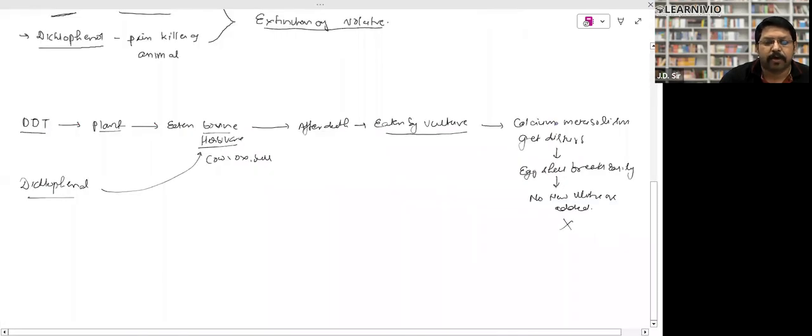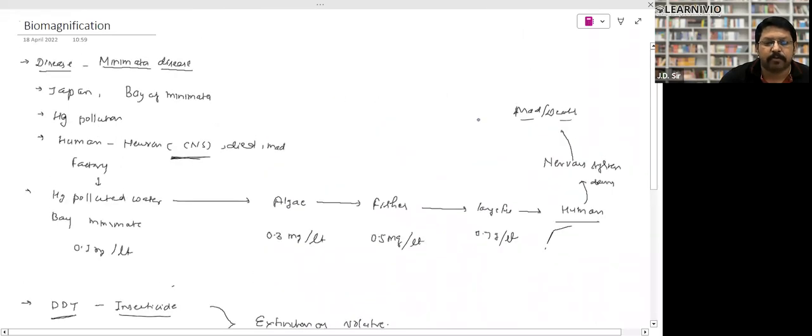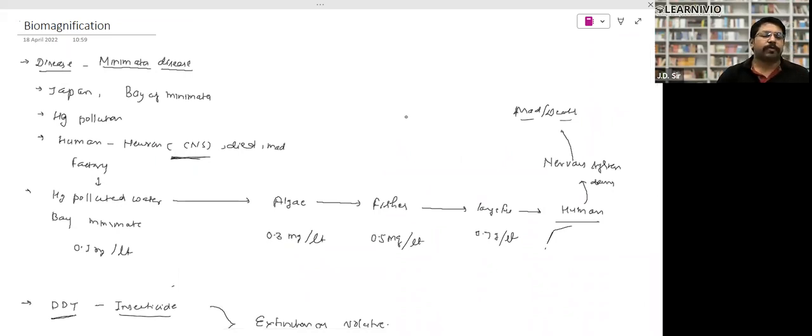Very, very important part. What is biomagnification? Can anybody tell me what biomagnification is? Minamata disease has been asked a number of times. I have seen the question: which is responsible for Minamata disease? Which body organ gets damaged in this disease? What is the reason behind this disease? Can you tell me what Minamata disease is? Anyone of you?